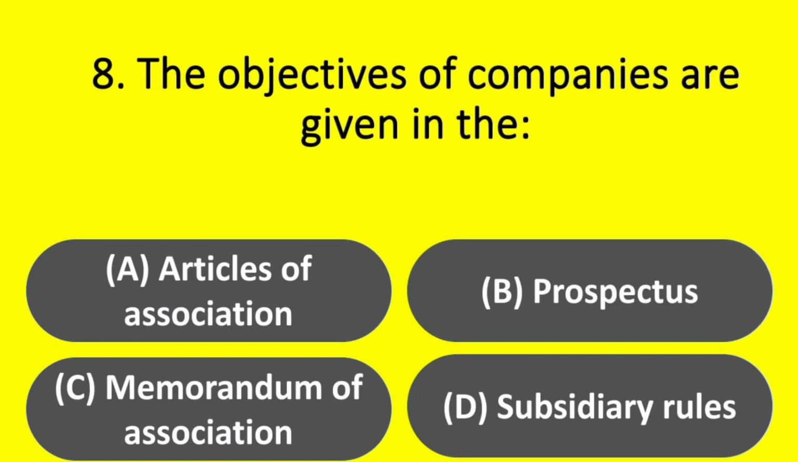The objectives of companies are given in the: option A, Articles of Association; option B, Prospectus; option C, Memorandum of Association; option D, subsidiary rules. Answer: option C, Memorandum of Association.